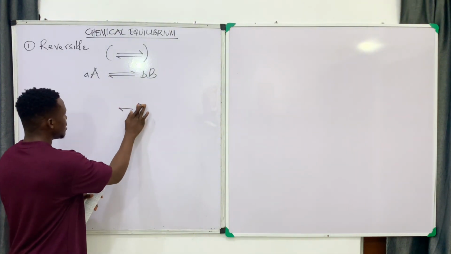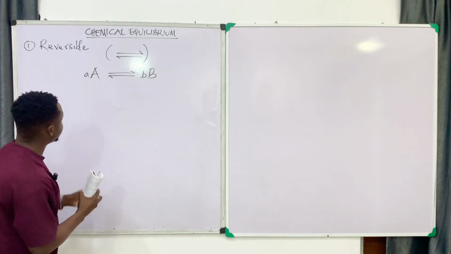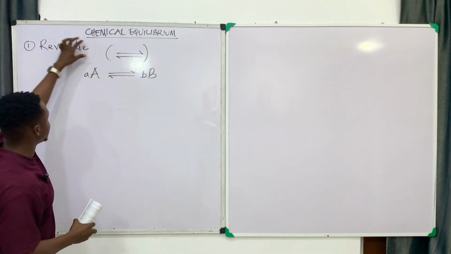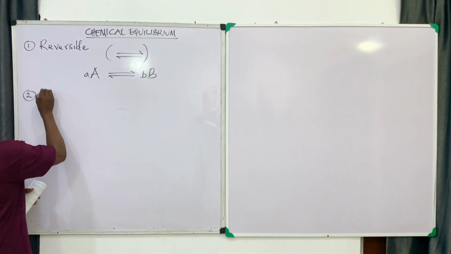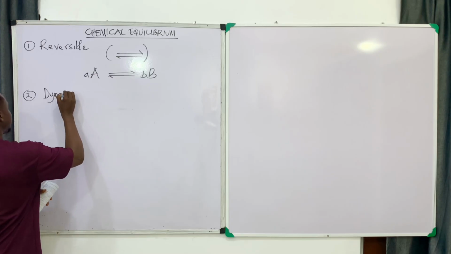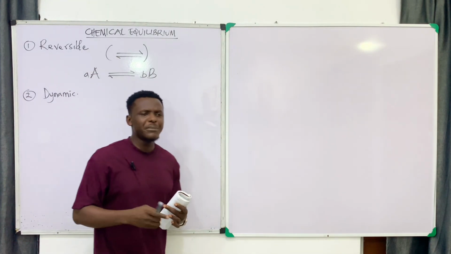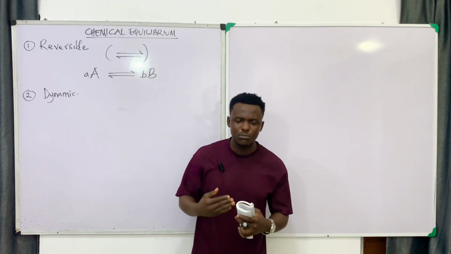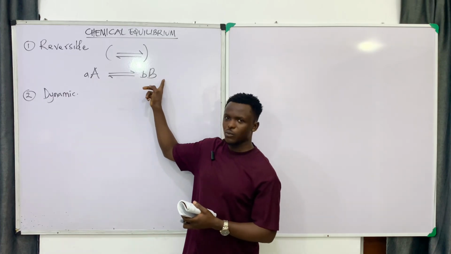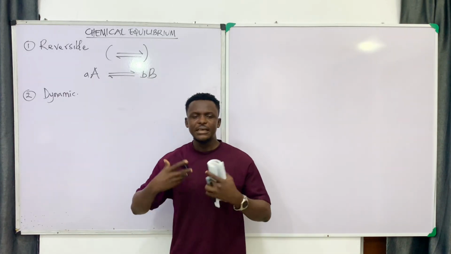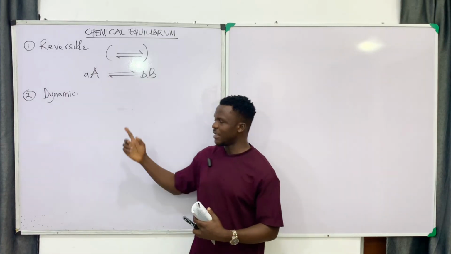Now, what is the second feature? Remember we said the first feature of a reaction that is in equilibrium is that it is reversible. The second feature is that it is dynamic. When something is dynamic, it simply means that it is in constant motion. The forward is moving forward, while the other is moving backward. They are in constant motion. Do you understand? That's what we mean by dynamic.